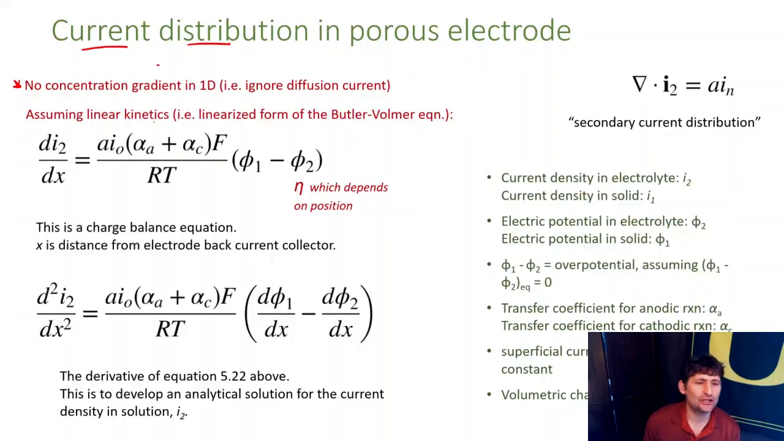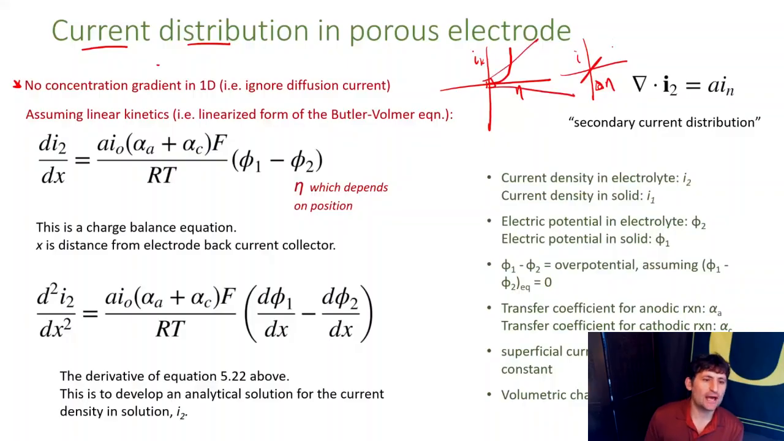We're also going to assume linear kinetics. What does that mean? That means we're using a linearized form of the Butler-Volmer equation. Remember, the Butler-Volmer equation predicts that the kinetic current, I, increases exponentially with overpotential, the driving force for the electrochemical reaction. We're going to look near the axis. We're going to assume that our overpotentials are sufficiently small. If I zoom in to a sufficiently small delta in overpotential, the current response can be approximated as a straight line. So we're going to use that approximation.